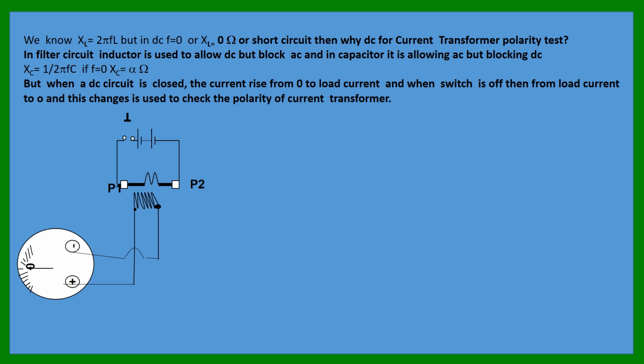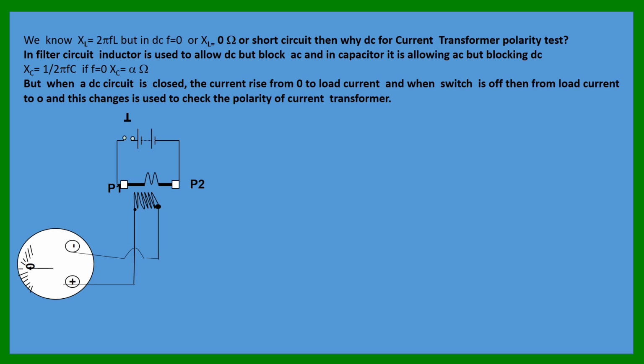When you close the switch, the current will rise from 0 to the load current. And when you switch off the switch, it will come down from load current to 0. So these changes will be sensed by the secondary. These are the changes, and with any change of the flux linkages, the secondary will be active. So we are using this principle.